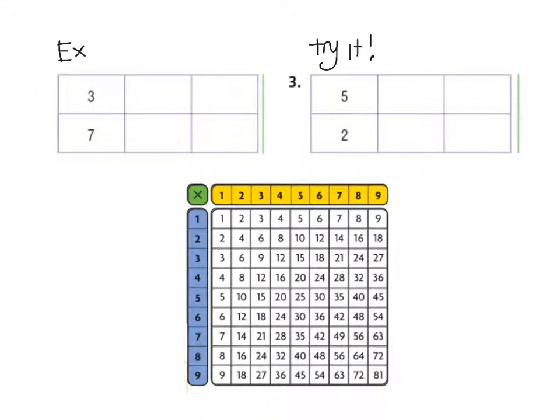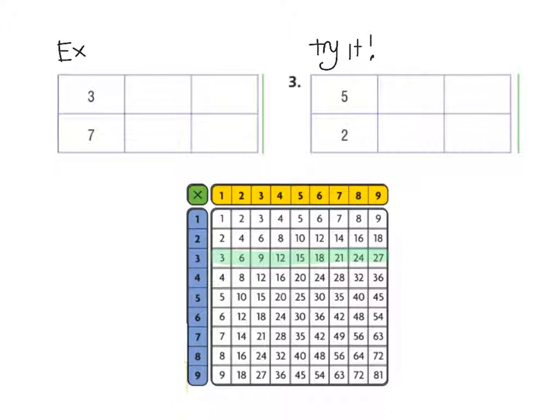Okay, so here's an example problem. You're going to do the exact same thing. Well, I'll do it first, then you can do it on the try it, as I did on the last one. So I'm going to take my top number, which is 3, and I'm going to highlight the row. Oops, sorry, wrong button. Let's just do green.